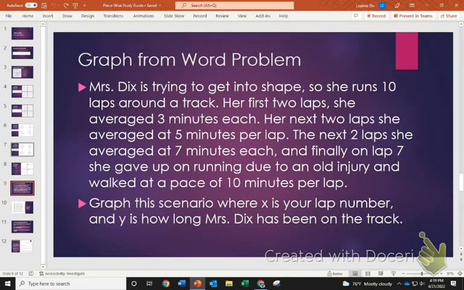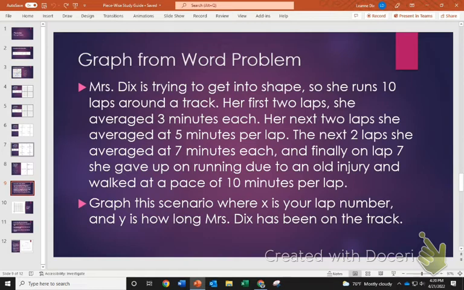I'm going to give you a couple seconds just to read this. I'm going to read it out loud just to make sure we've got this. It says, Mrs. Dix, which is me, is trying to get into shape, and so she runs 10 laps around a track. Her first 2 laps, she averaged 3 minutes each. So each lap took her 3 minutes. The first lap took her 3 minutes. The second lap took her 3 minutes. Her next 2 laps, she averaged 5 minutes per lap. So that means lap 3 was 5 minutes, and lap 4 was also 5 minutes.